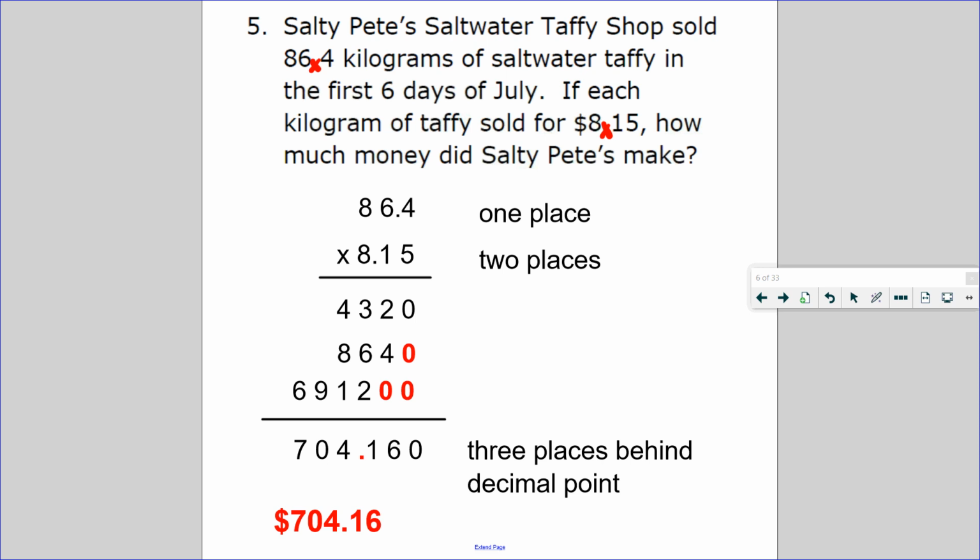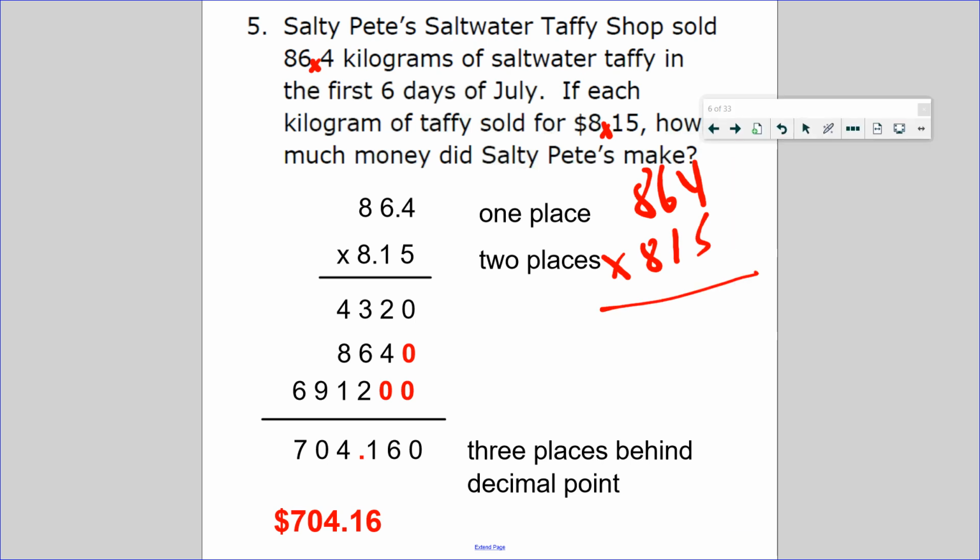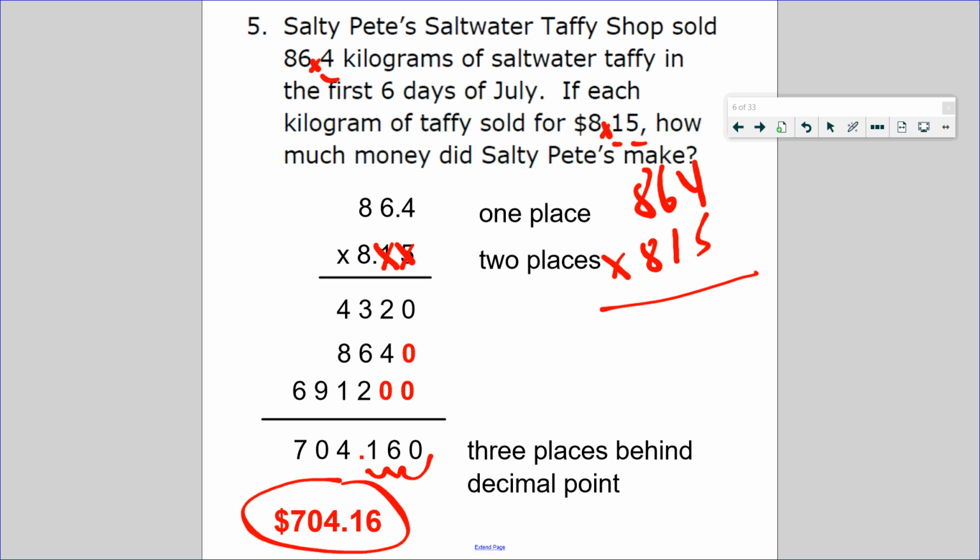If I took away the decimal point, you see 864 times 815. So you just multiply 864 by 815. So you just do regular multiplication. Notice that when you are multiplying by the 8, scratch, scratch, drop in 2 eggs. So you're multiplying by the hundreds place. So how many place values do I need to move the decimal point? 1, 2, 3. I jump it 3 places. That's why it's $704.16.